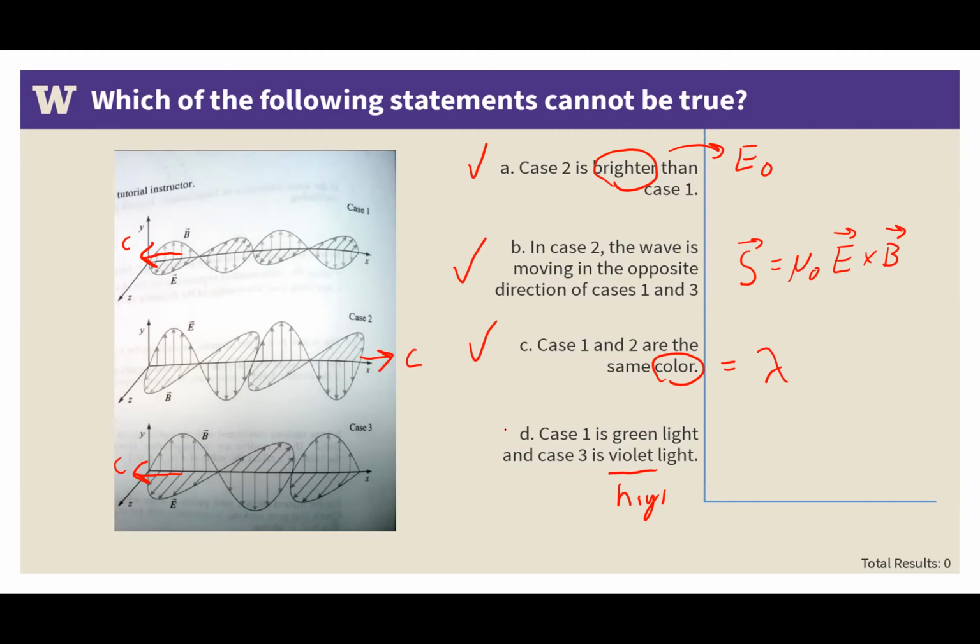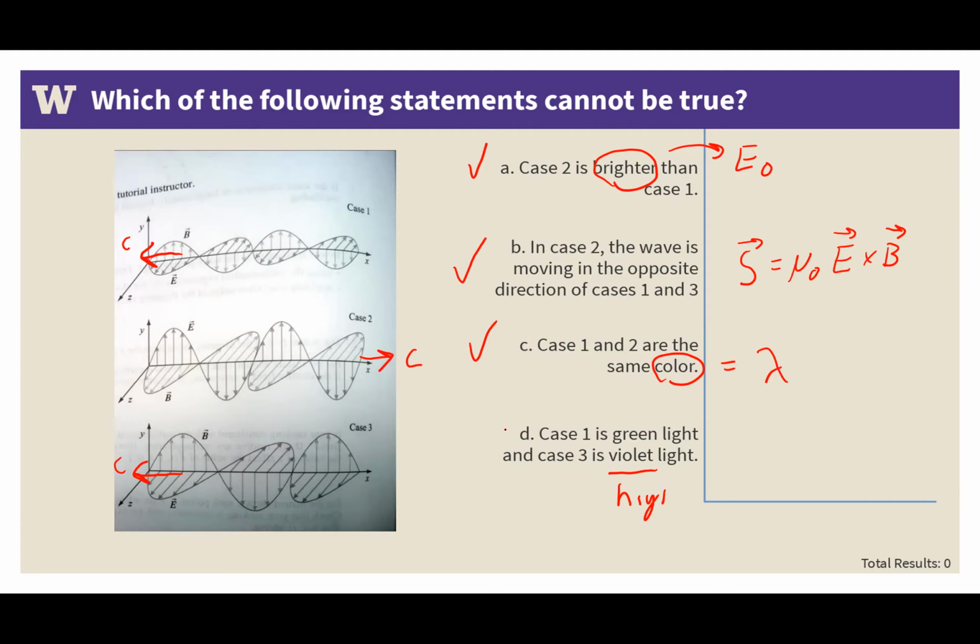In B, case 2 is moving in the opposite direction. So this is where that Poynting vector comes in. If I take the cross product of E and B, it'll tell me which way the wave is moving. So in case 1 and case 3, I'm going to get a velocity that's pointing to the left. And in case 2, I'm going to get a velocity that's pointing to the right. So yeah, that makes sense. In case 2, the wave is moving in the opposite direction.